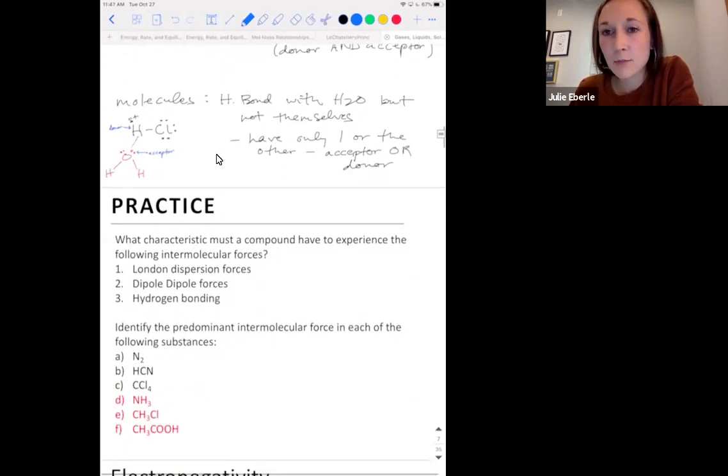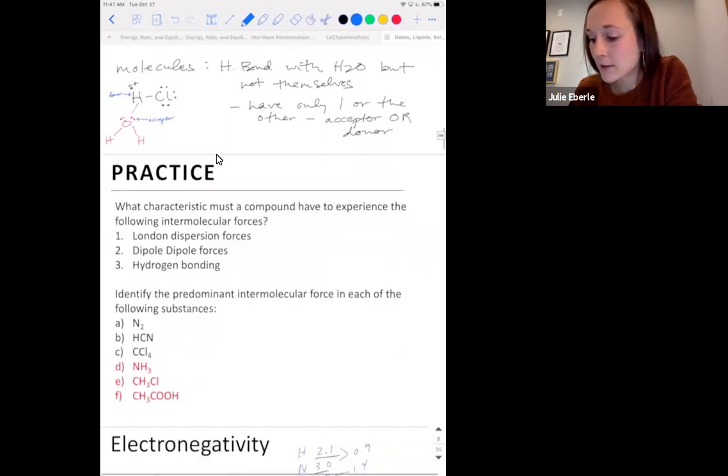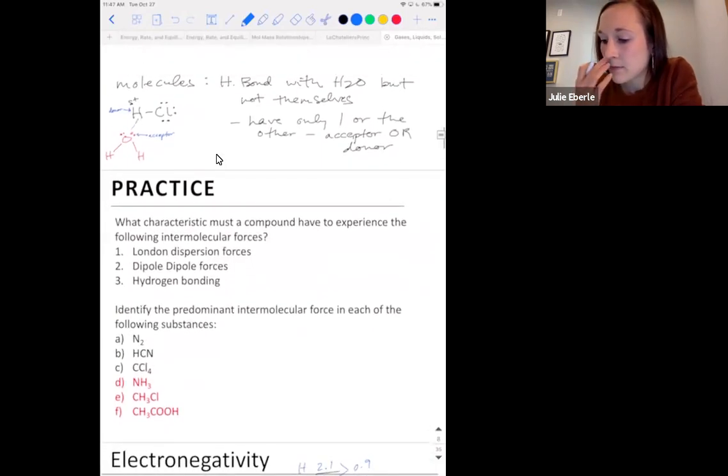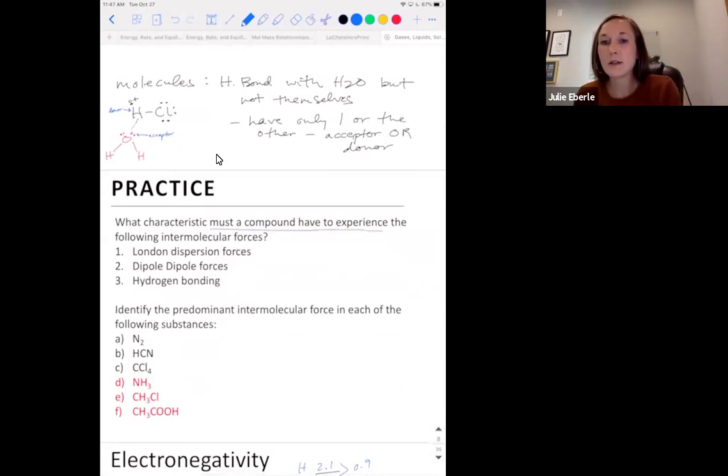Okay, so now we're going to put this to practice. We've got a little bit of time left. First off, as a review, what characteristic must a compound have to experience the following intermolecular forces? Take a second, just brief words, one or two words. What kind of molecule do they have to be to experience London dispersion forces, dipole, and hydrogen bonding? Hydrogen bonding might be more than a little bit of a phrase. You have to have two things there.